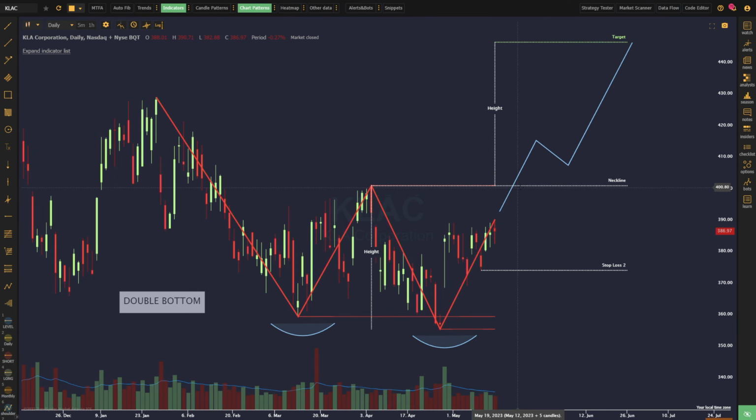To trade a double bottom, look for a confirmed breakout above the neckline accompanied by an increase in volume. Set a stop loss below the most recent swing low or just below the neckline, and measure the height from the lowest trough to the neckline to determine a price target.